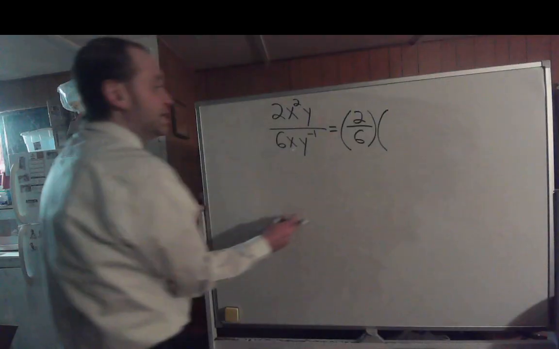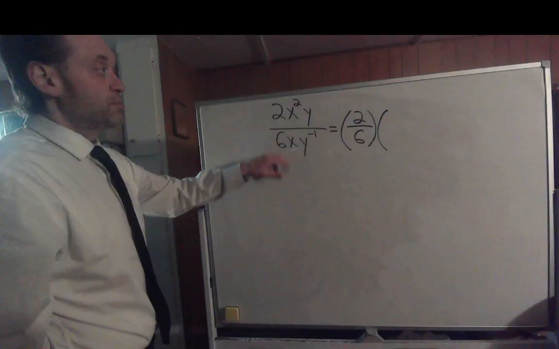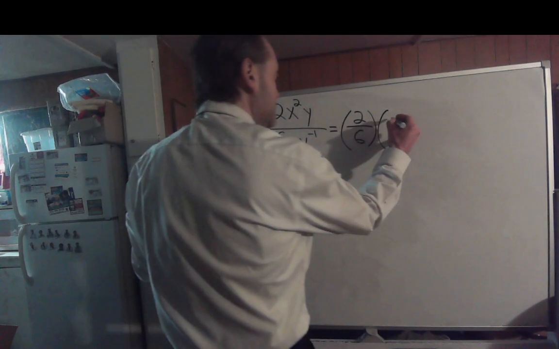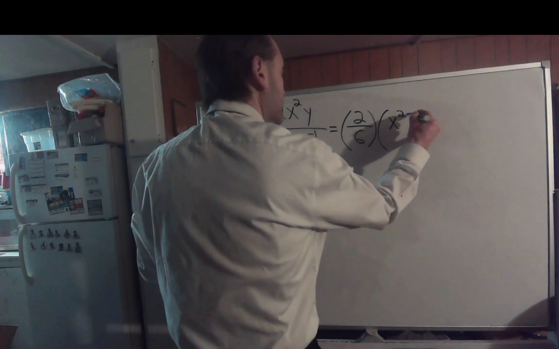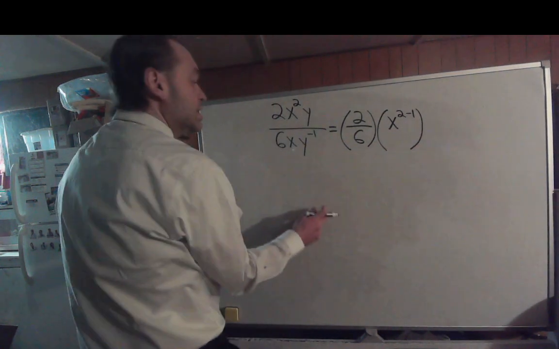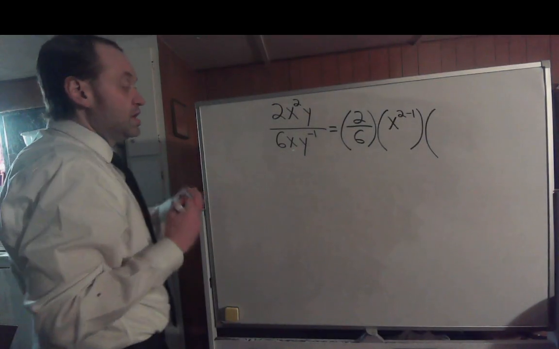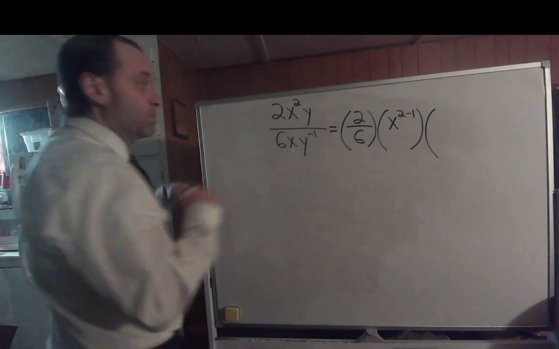times the quantity of, alright, so for your x base, the power in the numerator is greater than that of the denominator. So this would be times x to the 2 minus 1 times the quantity of, let's deal with our y base here. The power in the numerator is also greater than that of the denominator for y. So you would have y to the 1 minus negative 1.